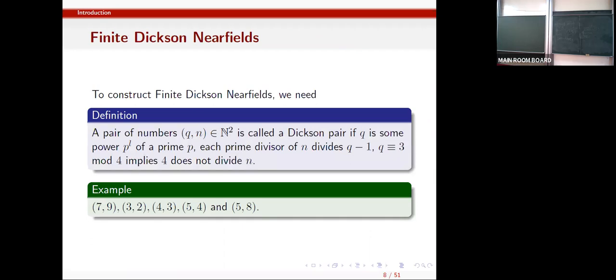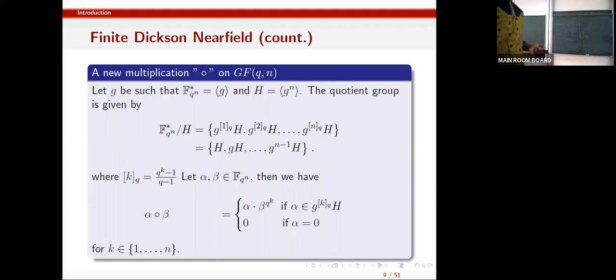As I said, to construct a finite near field, Dixon defined what we call a Dixon pair. Examples of Dixon pairs are (7,9), (3,2), and so on. We will be using the finite Dixon near field that arises from the Dixon pair (3,2). How can we do that? We know that a finite field is cyclic, generated by g. So we take a subgroup of that.